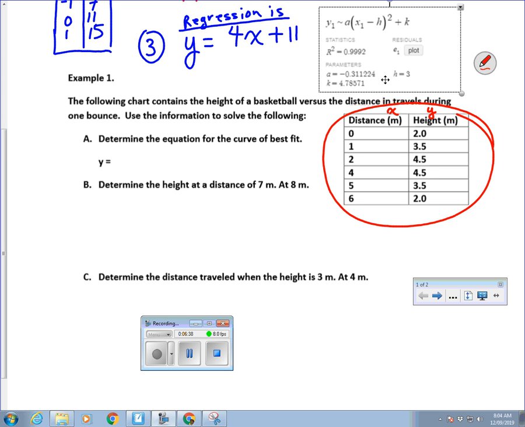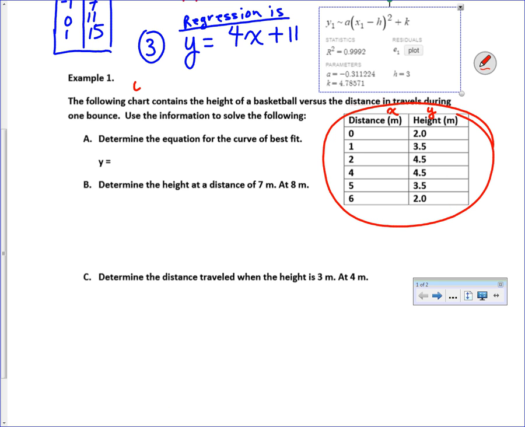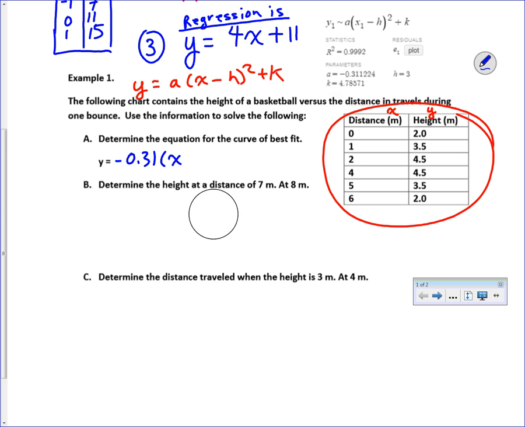So now, let's write our equation. So we're going to get, remember our basic equation is y is equal to a(x minus h) squared plus k. So we're going to use this. y is equal to negative 0.31(x minus 3) squared plus 4.79.